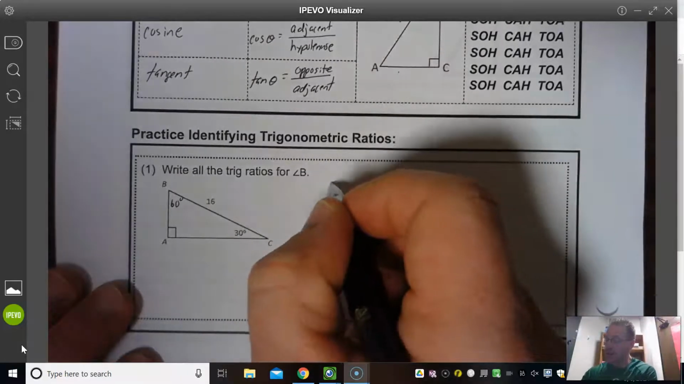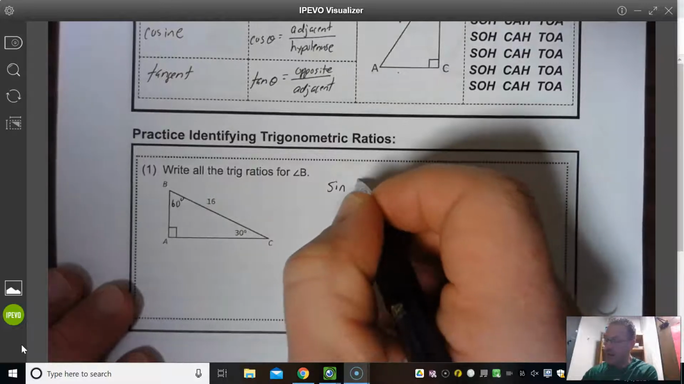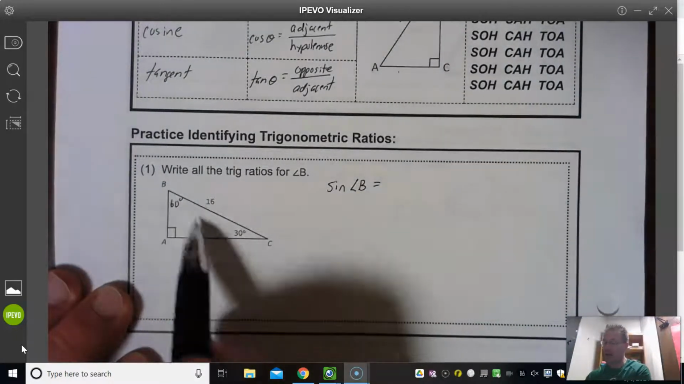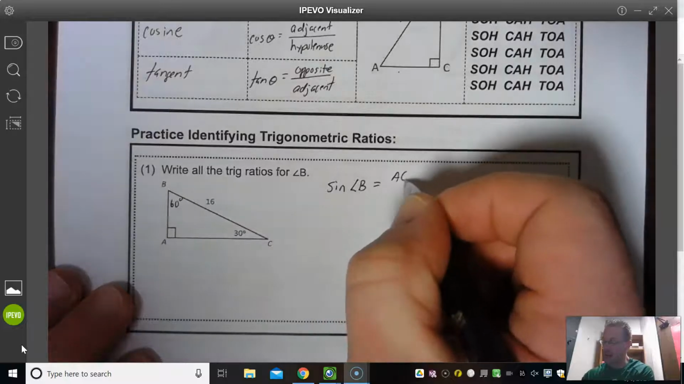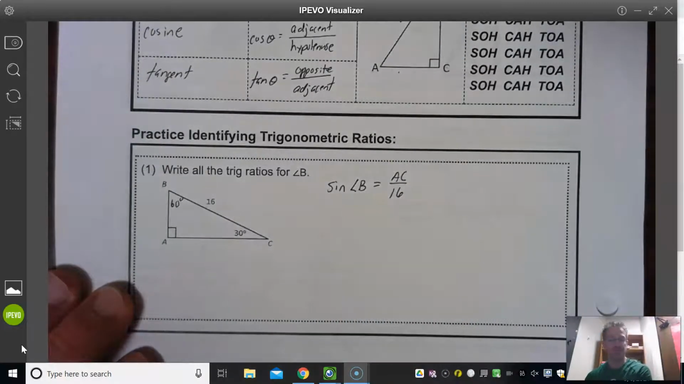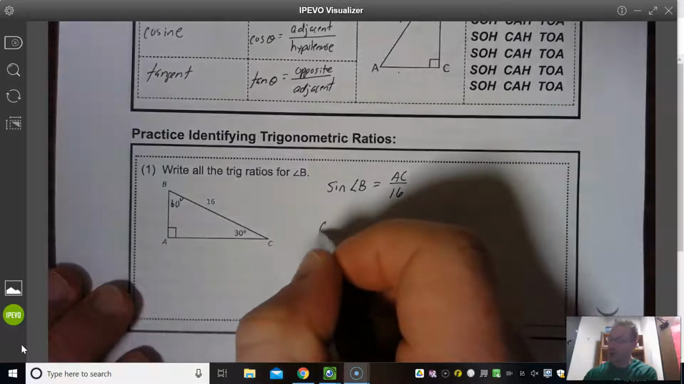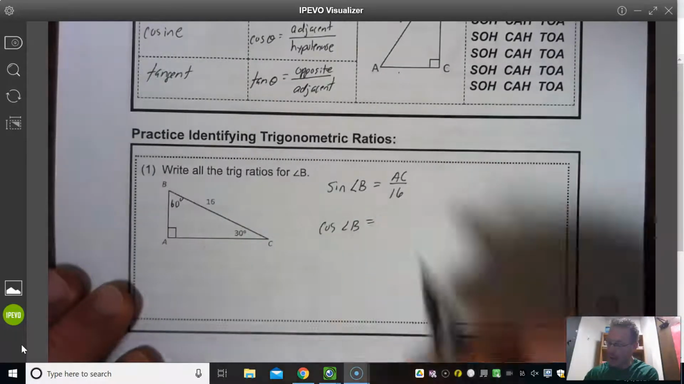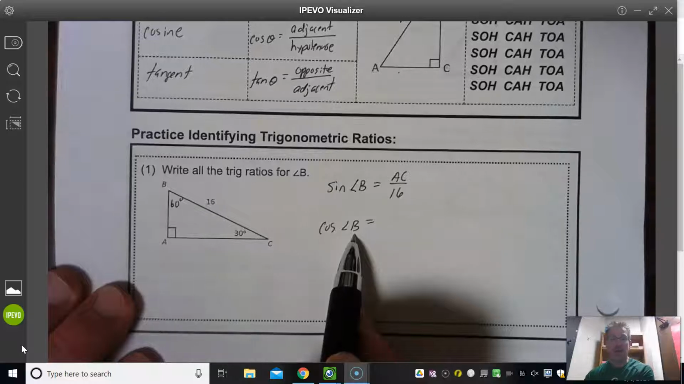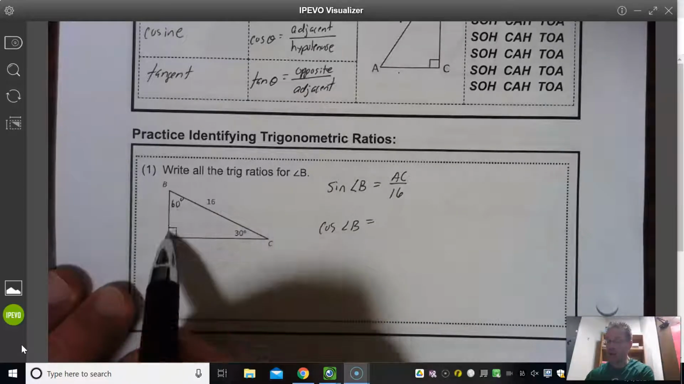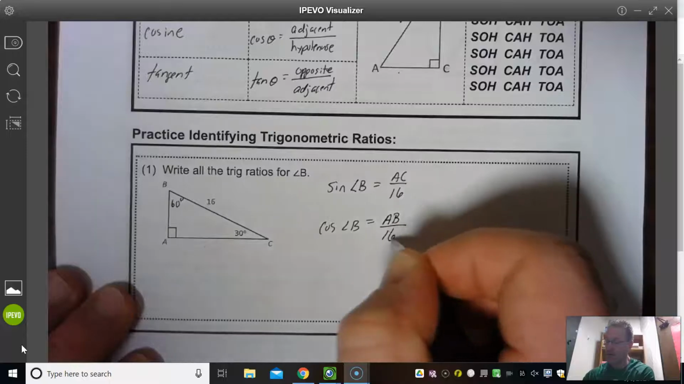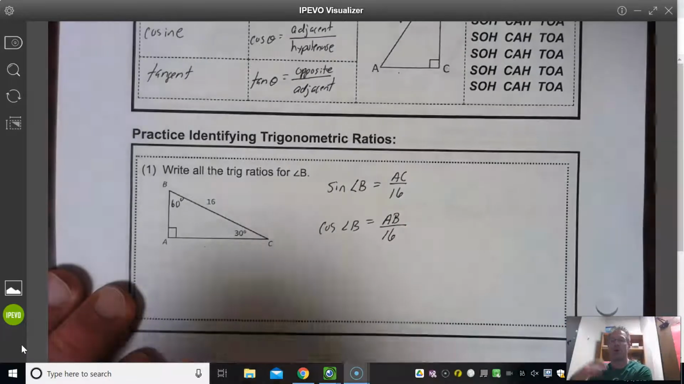So if I think about sine of angle B, that would equal the opposite side. The opposite side would be AC, over the hypotenuse, which would be 16. The cosine of angle B is going to be the adjacent over the hypotenuse. The adjacent this time is AB, but the hypotenuse, notice, is still 16, because the hypotenuse is always the same.